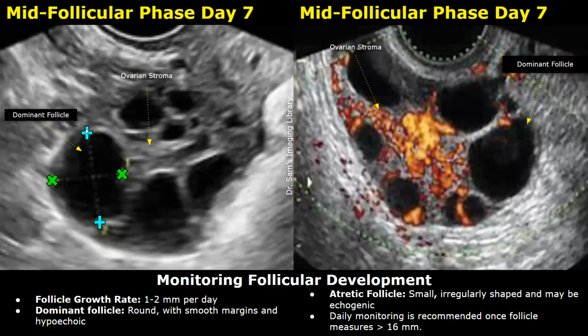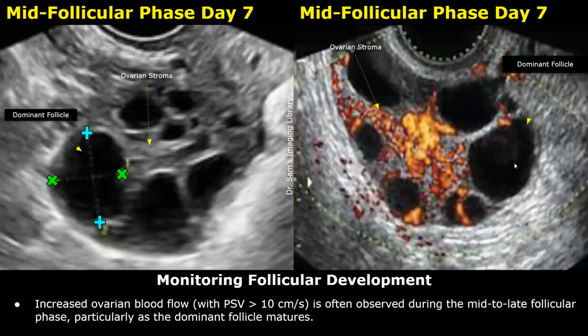An atretic follicle is a regressing follicle. It is small, irregularly shaped, and may be echogenic. Once a follicle reaches 16 millimeters in diameter, daily ultrasound monitoring is recommended.